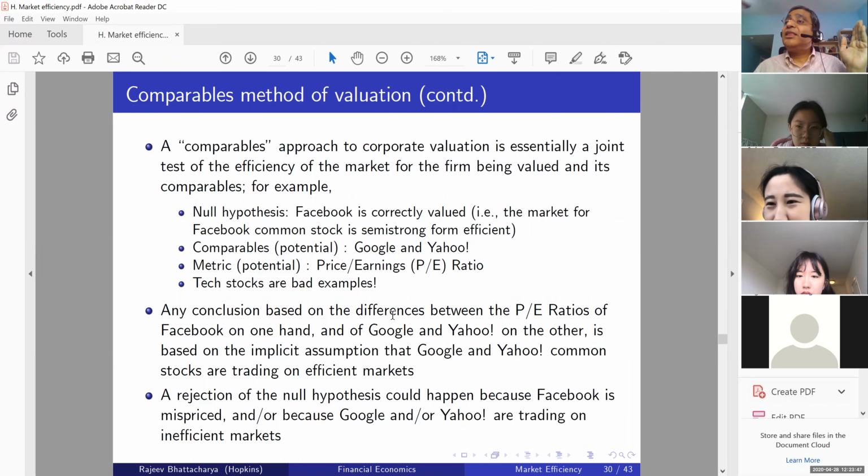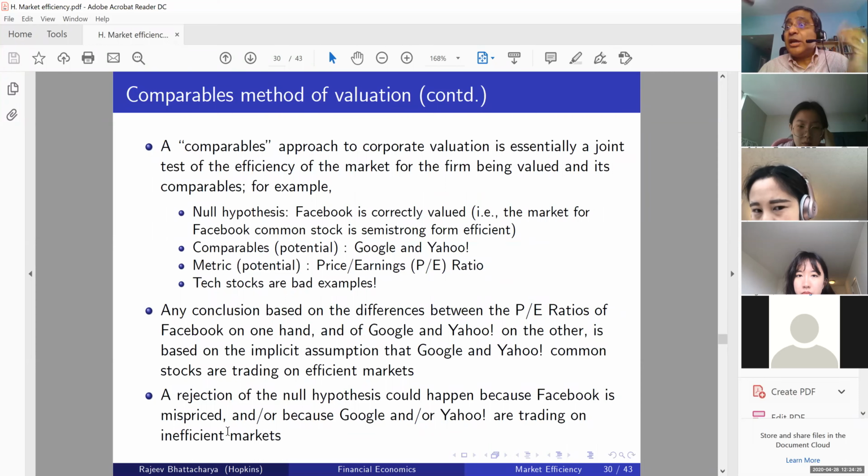All right. So the valuation exercise therefore depends on Google and Yahoo, the comparables, also trading in efficient markets. So the whole idea of comparables valuation is that the comparables are also trading in efficient markets. In particular, let's say we're talking about the valuation of our family home. If you're going to use the comparables, the fundamental implicit assumption is that the comparables are actually appropriately valued, which of course means the markets are efficient.